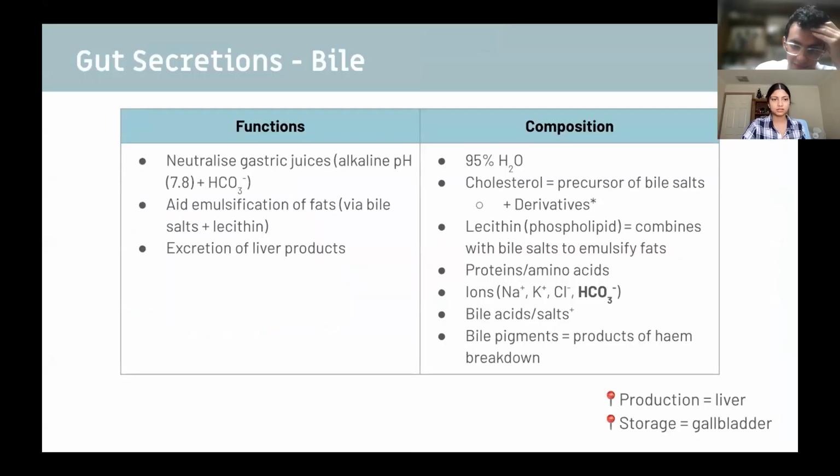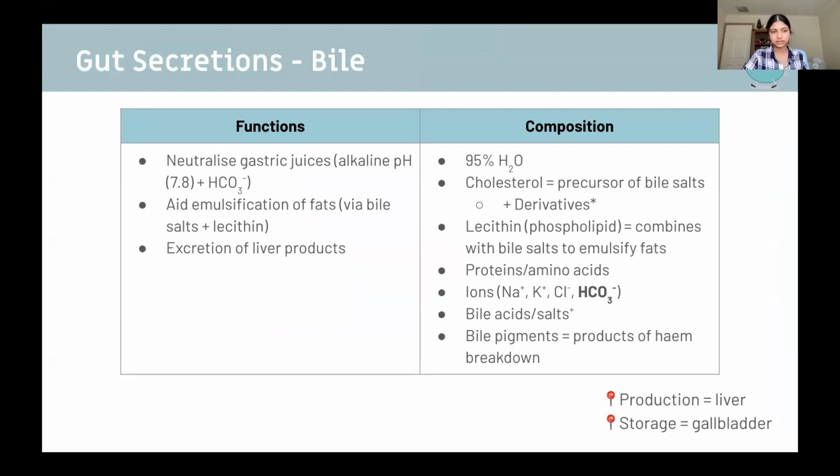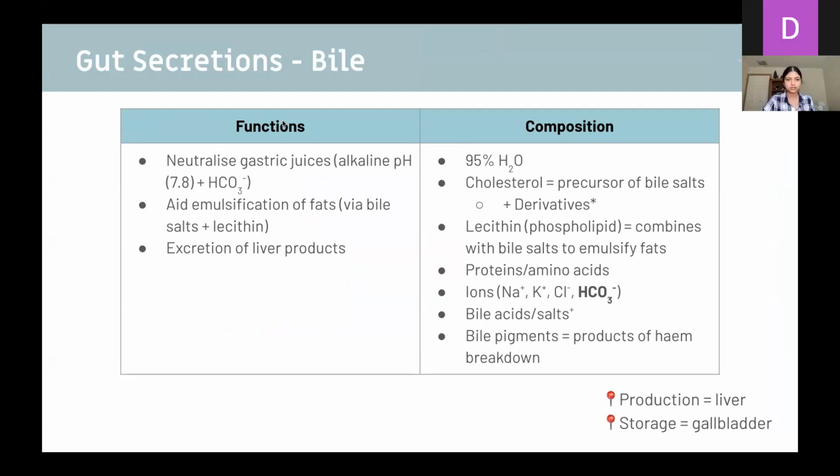So what we're going to look at here is your bile and good stuff like that. You guys have probably heard of bile. It is secreted by the liver, and it's got several functions and it's made up of several things. Its main function is to neutralize your gastric acids. So it's pretty basic, pretty alkaline. So that's how it neutralizes.